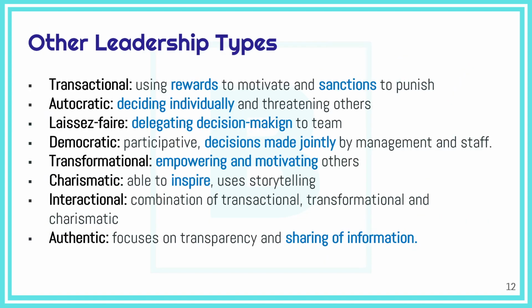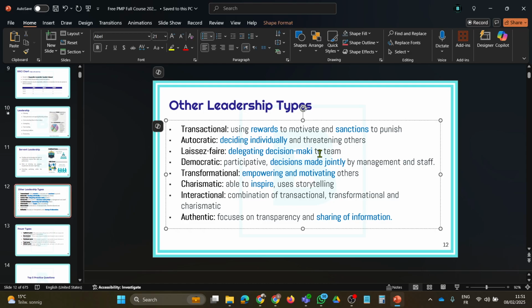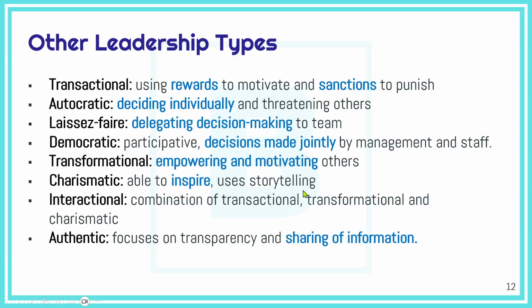And then we saw other leadership types, such as transactional leadership, which is about using rewards or sanctions; the autocratic leader, who decides alone and doesn't trust the others; the laissez-faire leader, that's when delegating decision making to the team. There is a mistake here actually, so let me just correct it. Democratic leaders, who think that decisions must be taken jointly.